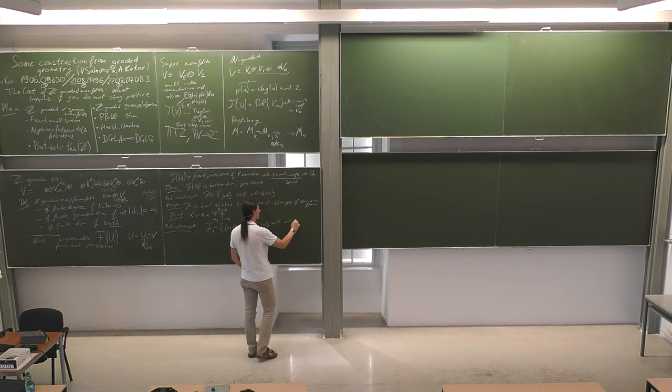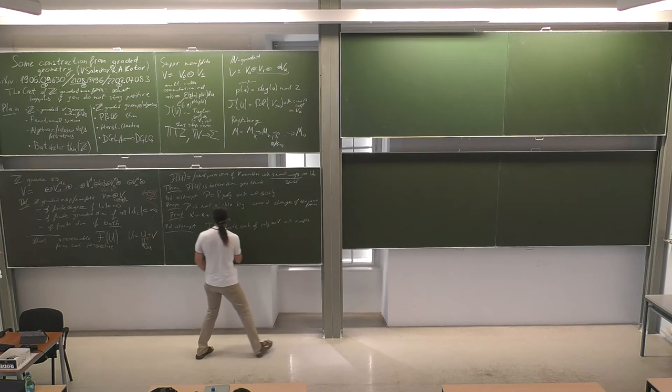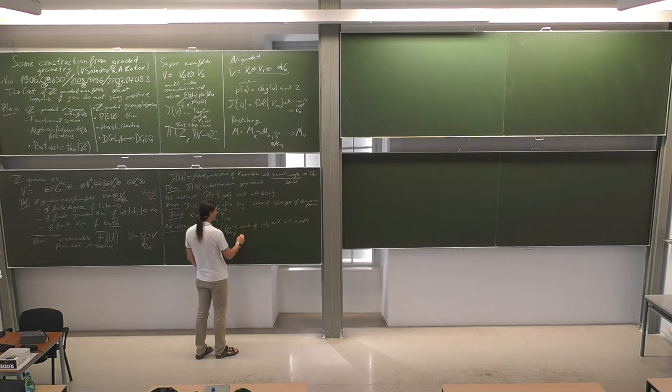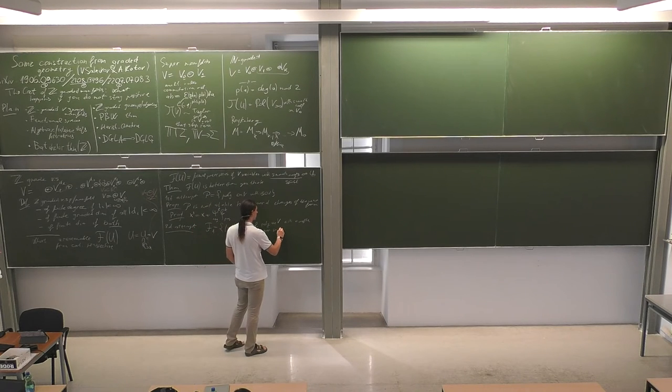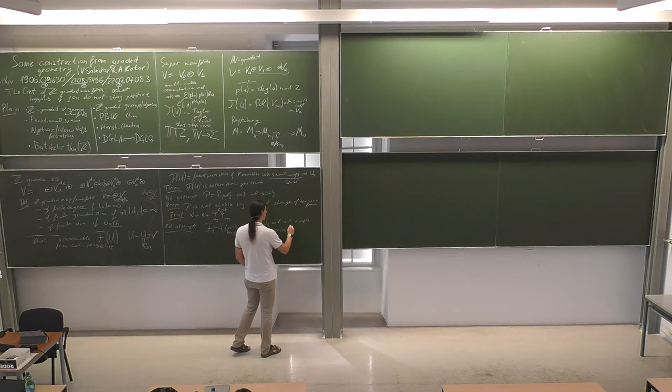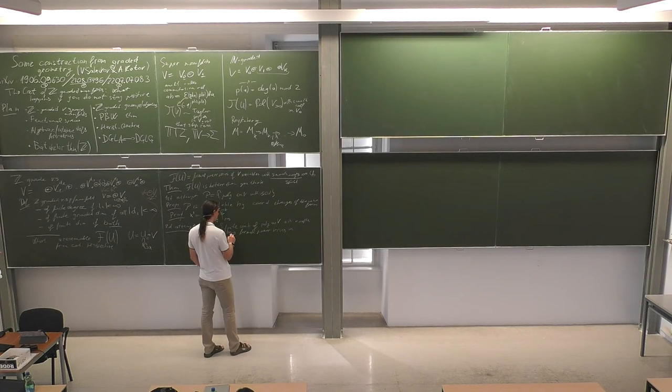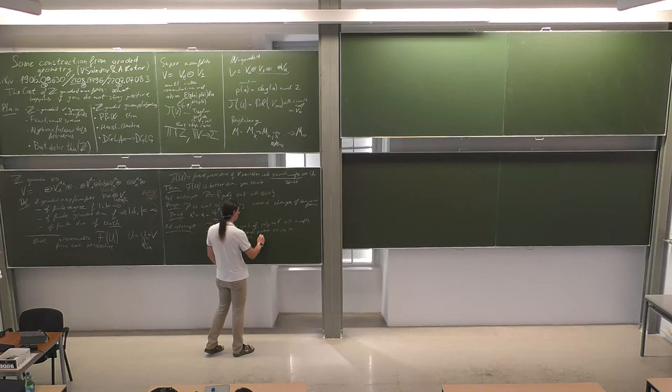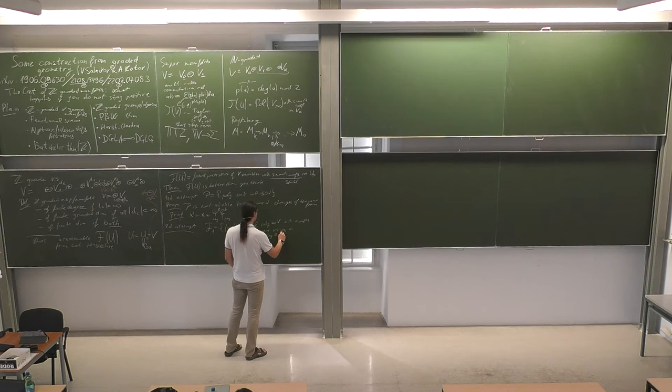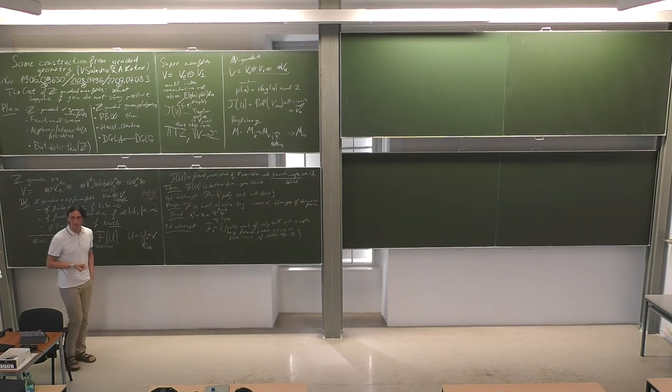With coefficients being formal power series in, again, finite combinations of total degree zero, degree zero. Is it clear what I mean?